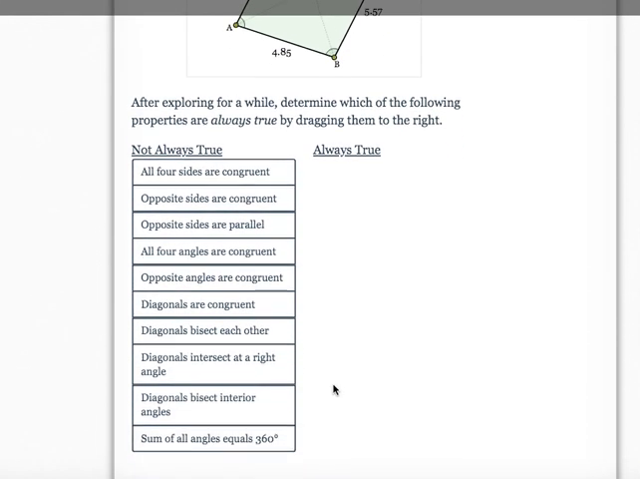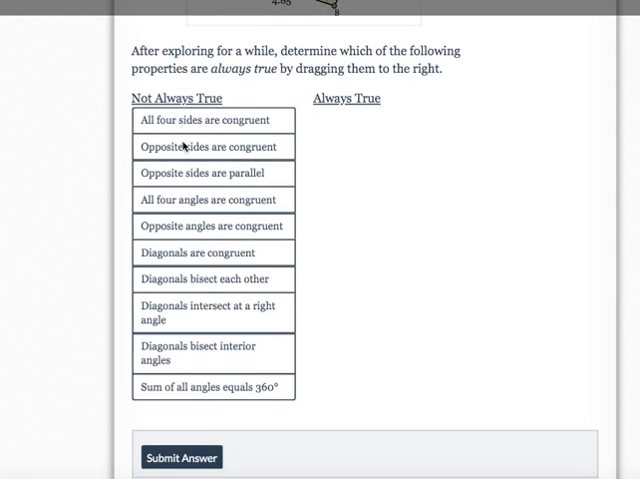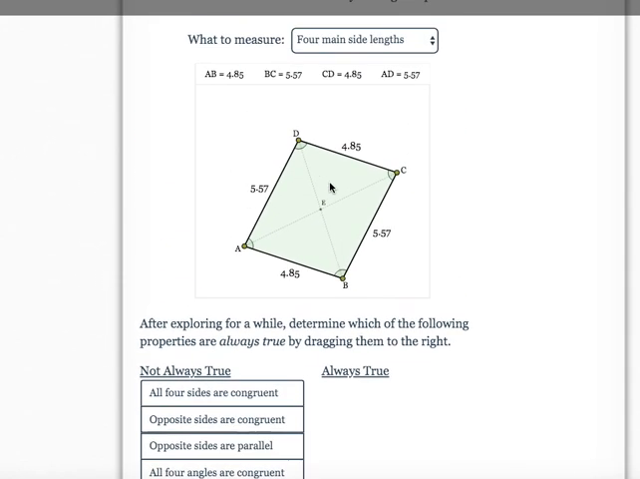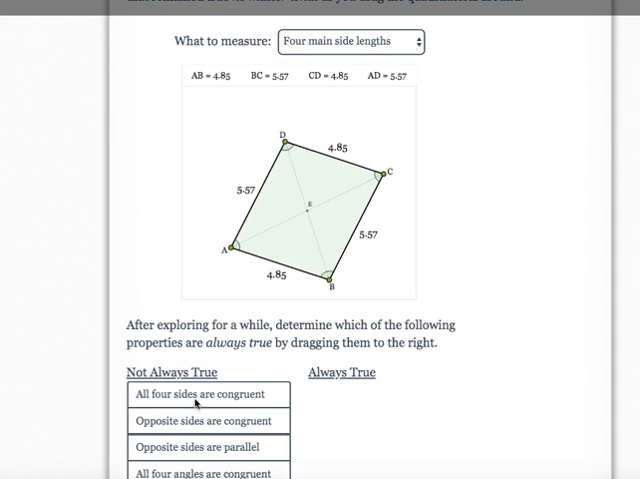We have a list of things that we want to look at, and we want to say, hey, this is not always true. This is always true. So let's look at our first statement. All four sides are congruent. Now, we want to measure the side lengths, and so it's already on there. Are all four of these side lengths congruent? No, this is 4.85 and this is 5.57. So in a parallelogram, in a quadrilateral especially, all of these sides do not have to be congruent.